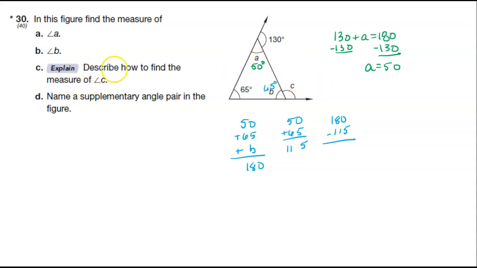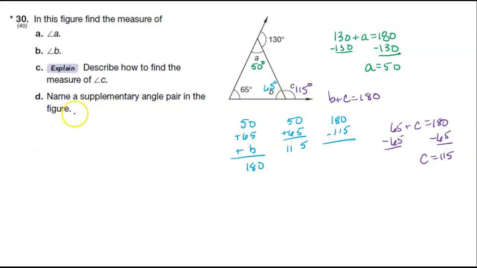And then C says describe how to find the measure of C. Let me do purple. So I know that B, right here, B plus C is equal to 180. Well, B is 65, so that means 65 plus C is equal to 180. I'm going to subtract. C is equal to, okay, and I get 115.